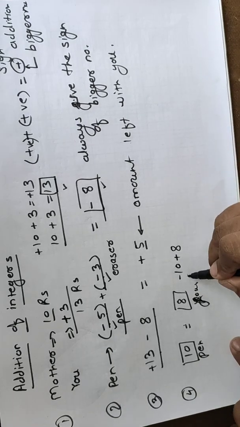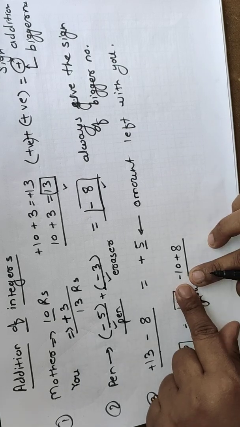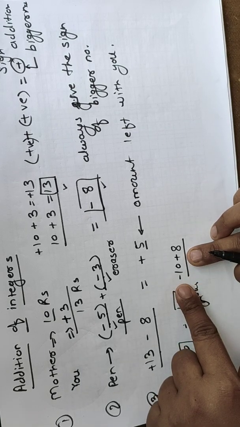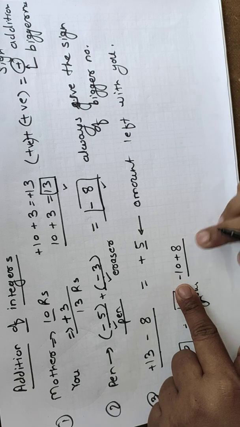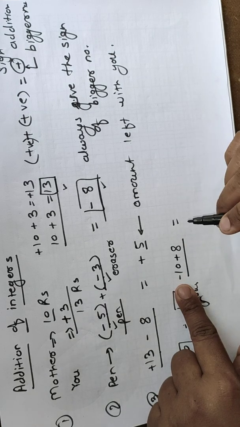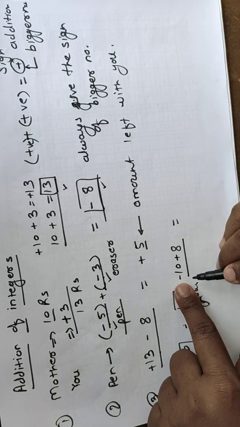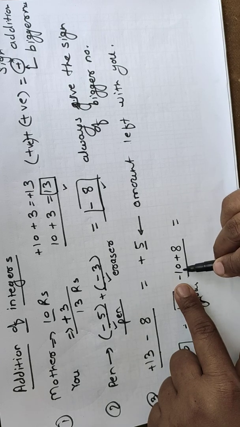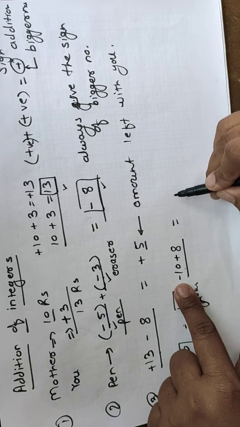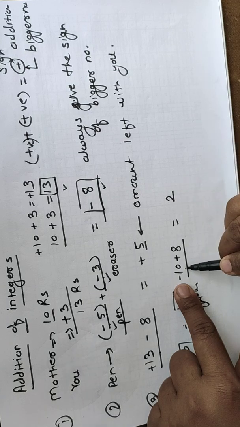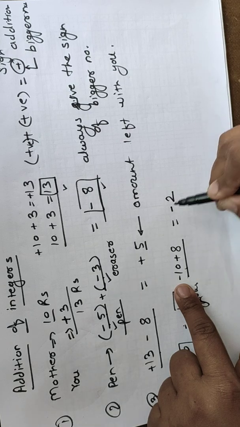At that time, what do we have to do? See here, different signs are there. Here negative and here plus sign is there. So if different signs are there, we have to do the subtraction. So negative, positive, subtraction, and the answer gets the bigger number's sign. So 10 minus 8 is equal to 2, and which is the bigger number? 10, and 10's sign is negative.